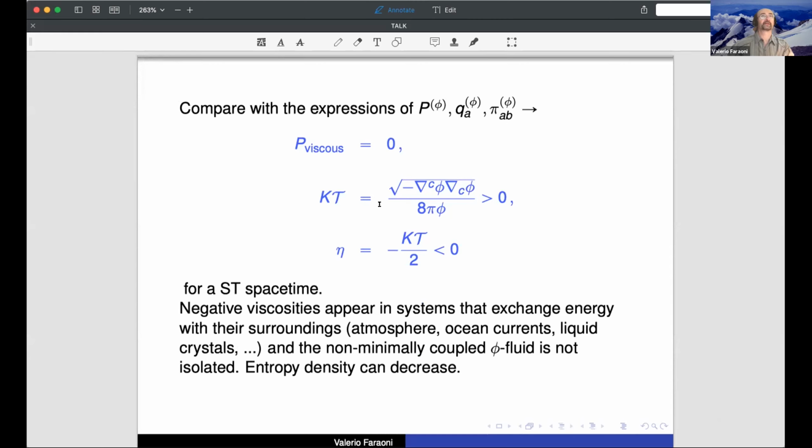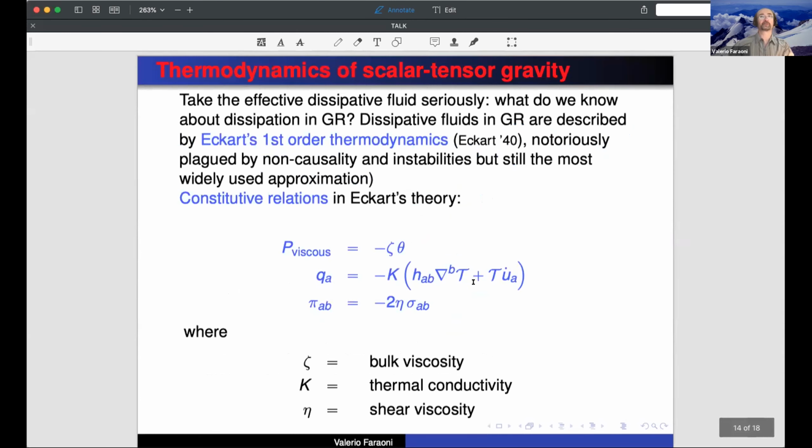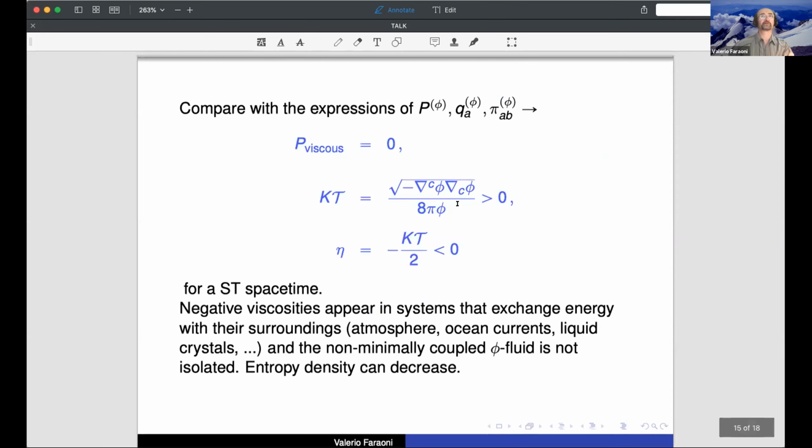So this would be the temperature of scalar-tensor gravity. And this comes from the fact that the heat flux density is proportional to the four-acceleration. If you compare with the constitutive relation, essentially you don't have the first term, you have only the second term, and you can read off the product Kt, the thermal conductivity times the temperature. So you get an expression for that.